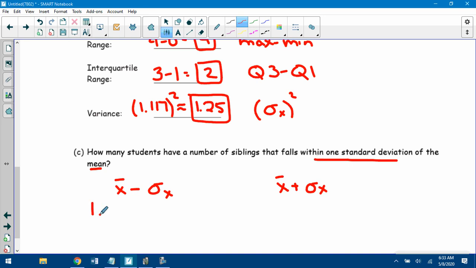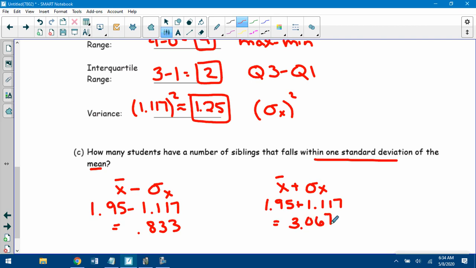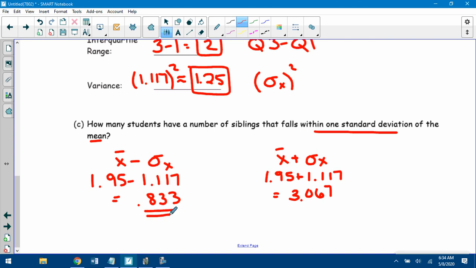So the mean again was 1.95. If I subtract 1 standard deviation, 1.117, that gets 0.833. And 1 standard deviation above would be 1.95 plus 1.117. That gets me to 3.067. So they're asking how many students fall between that number and that number. So this means between 0.833 siblings and 3.067 siblings.